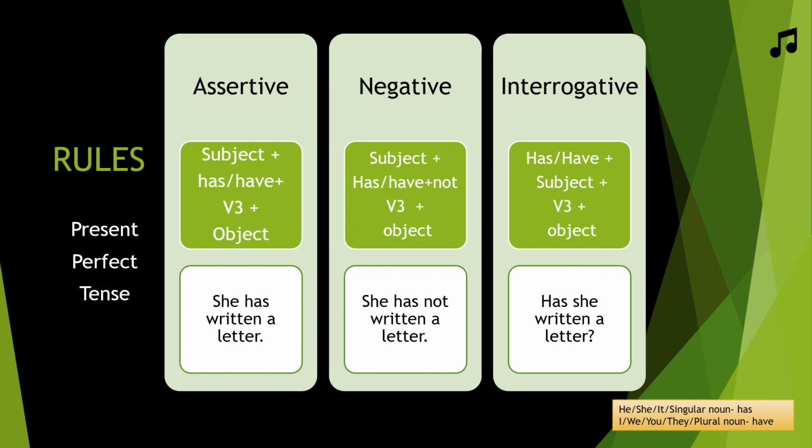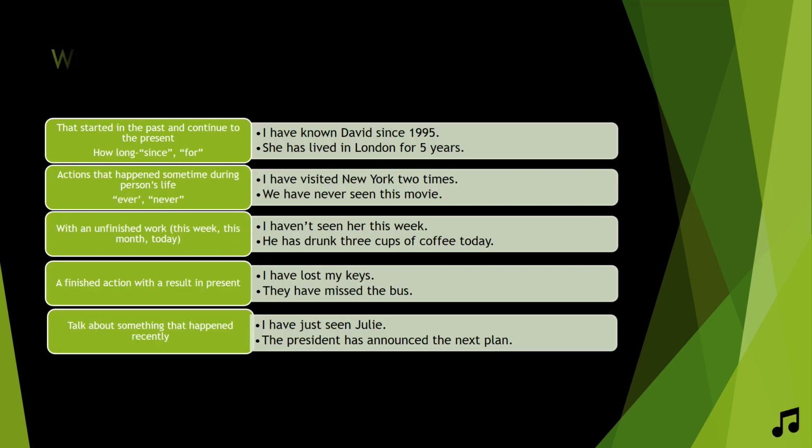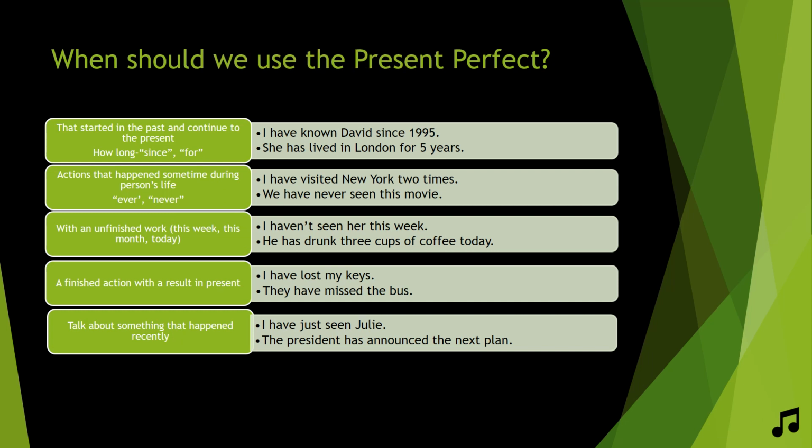And then in the interrogative, we follow the sentence scheme. With has, have, we use the subject, then the third form of verb, then the object. Has she written the letter? Note down the rules and in some time we will practice the sentences. Here we will learn when we should use the present perfect tense.